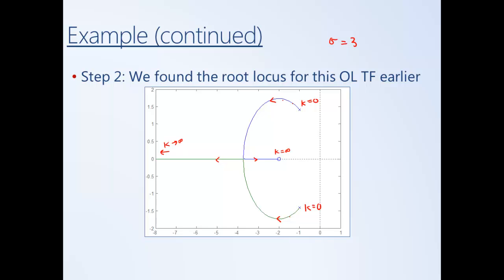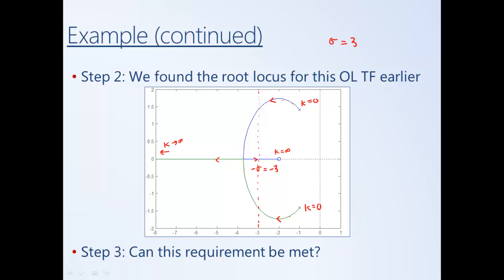Okay, if you recall, sigma is the real part of a pole. So sigma equal to 3 means that our closed loop poles have a real part of -3. This is negative sigma equals -3. So all poles that are on that line will have a sigma equal to 3.